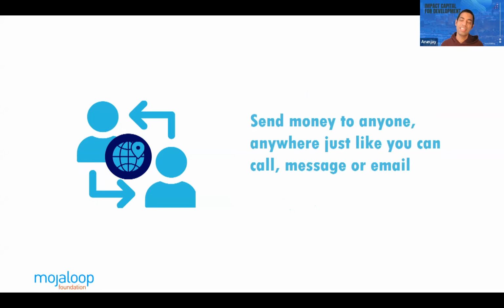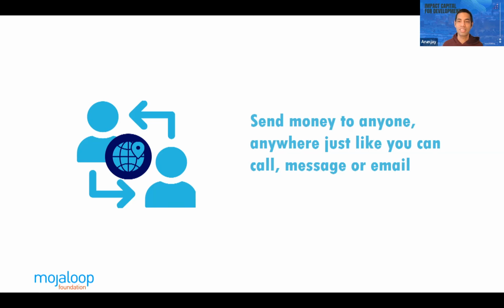So our vision is that you can send money to anyone, anywhere, just like you can call, message, or email. And this is not something that doesn't have precedent. In all of mobile money, a mobile number is a proxy. It is used to address a payment. So if you want to send money to someone using mobile money, all you need is their mobile number. Similarly, if you want to send money to someone using UPI in India or Pix in Brazil, all you need is a proxy.